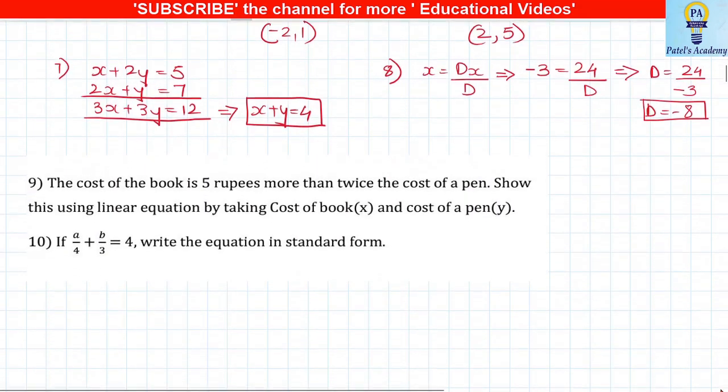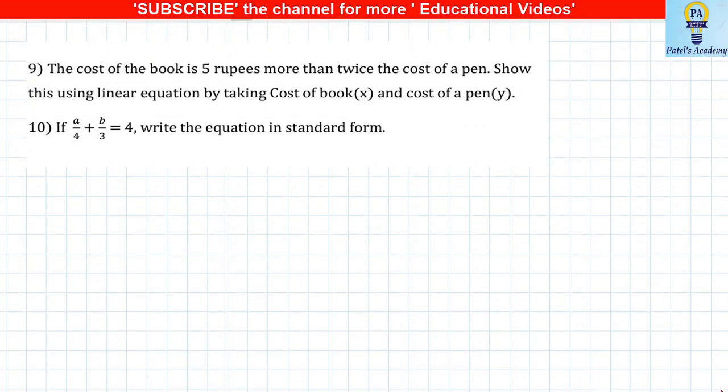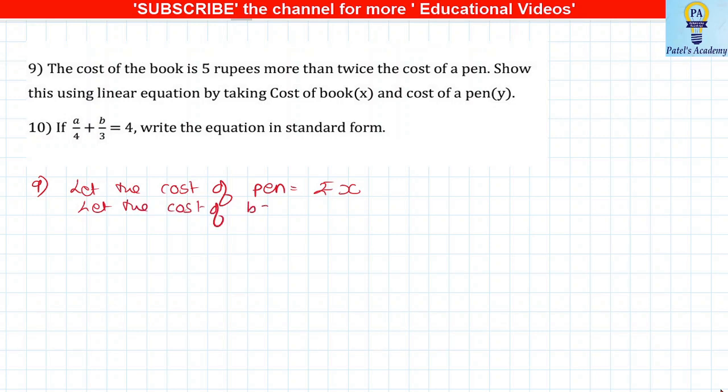Let's see the next sum, that is sum number 9. Now here what they have told is the cost of a book is 5 rupees more than the cost of pen. So let the cost of pen equal x, and let the cost of book equal rupees y. You can take the variables as a, b, or any other variable.